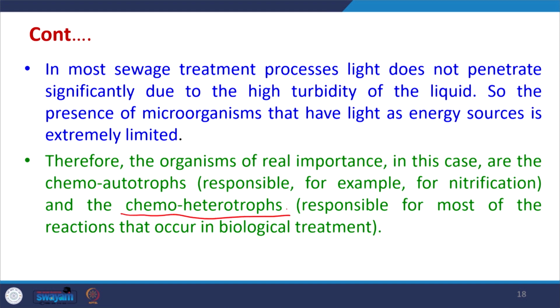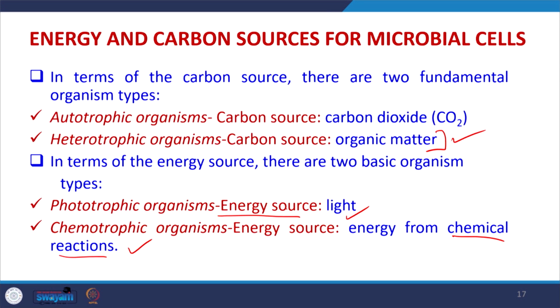So, we always will go for chemoheterotrophs: chemo, which use chemical reactions as energy source, and heterotrophic, which use organic matter as carbon source. In some other places where research is going on for utilizing CO2 etc., autotrophic organisms which use carbon dioxide have more importance, but in wastewater treatment generally the chemotrophic and heterotrophic organisms are more important.